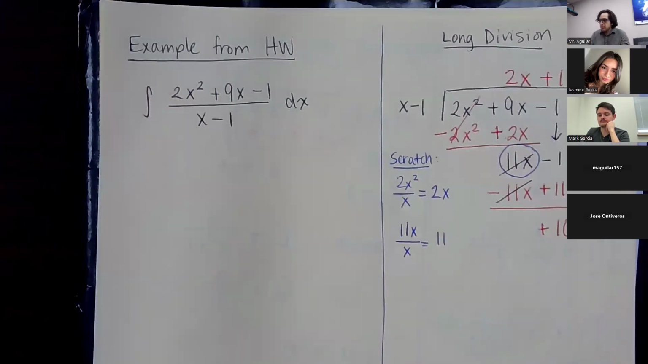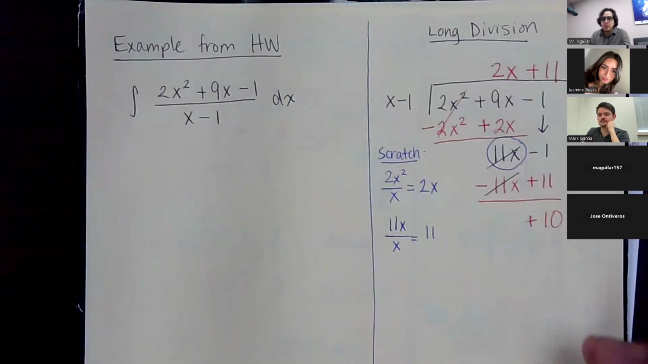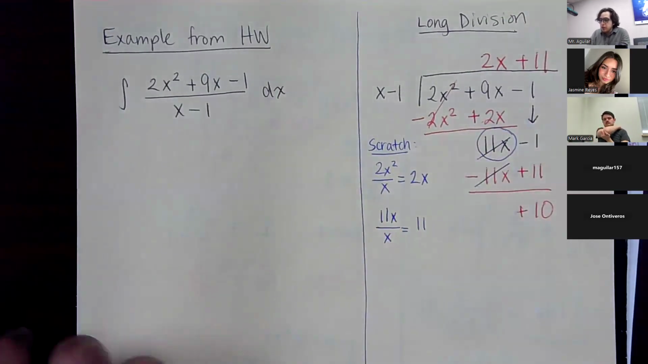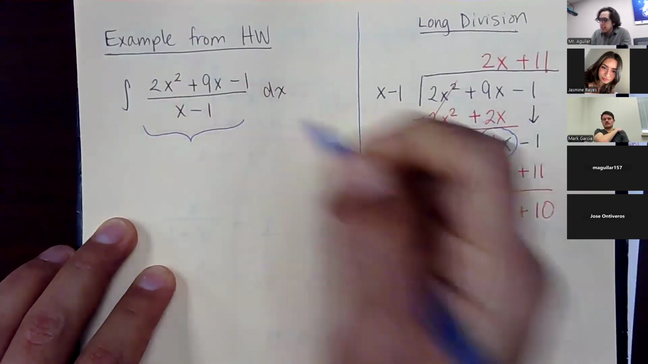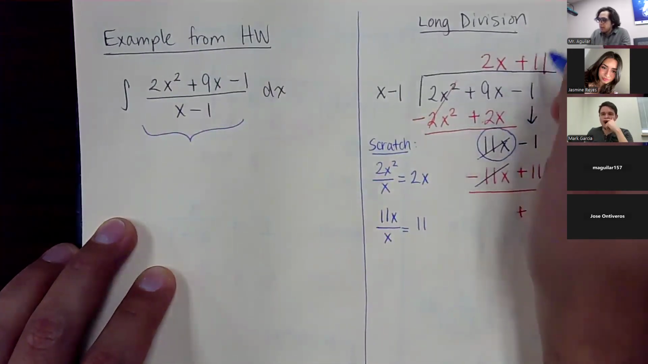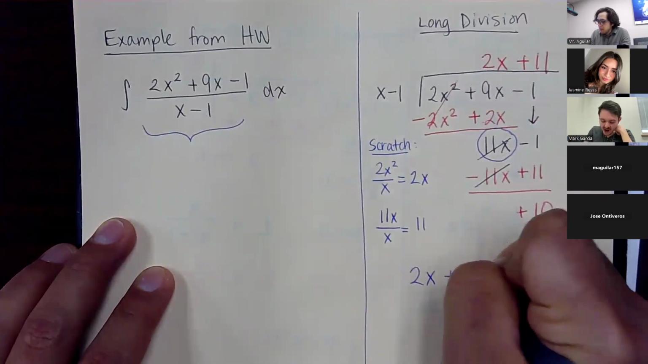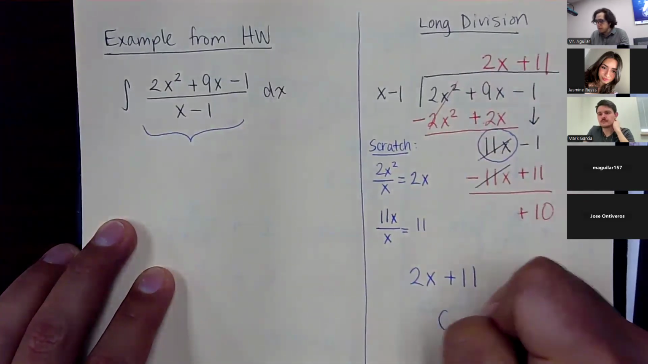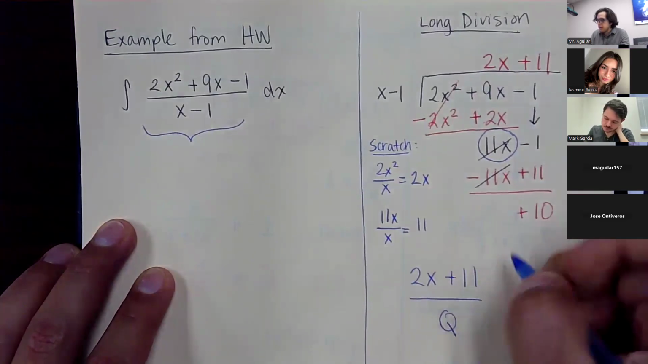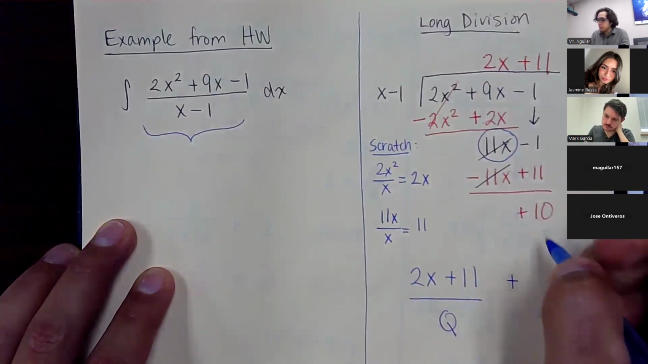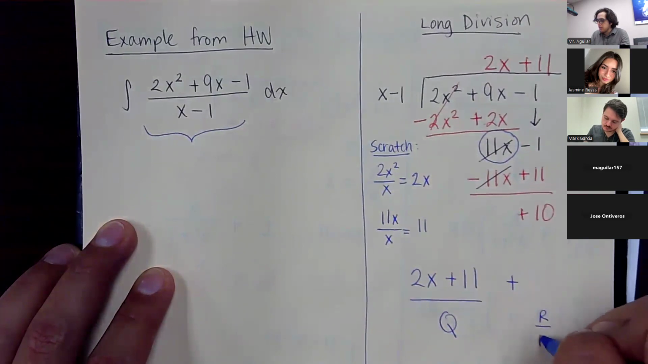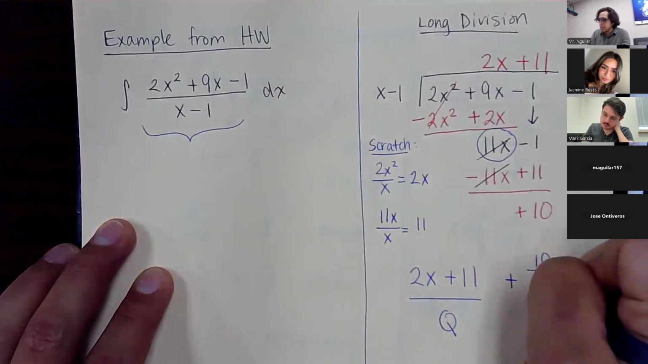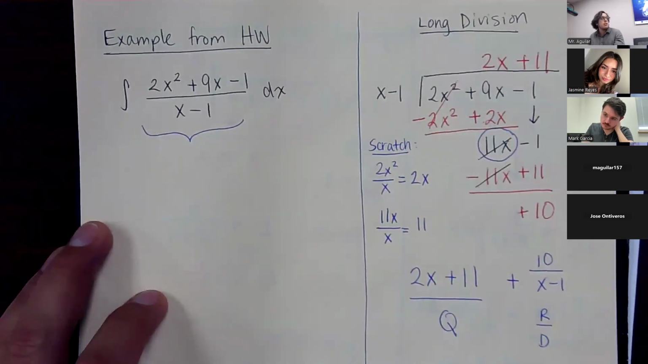Okay. So since we're done with this long division process, that means that our answer, this new expression that we're going to get, is going to be written in the form 2x plus 11, because that's our quotient, or q, plus the remainder over the divisor. Our remainder was 10 and the divisor was x minus 1.